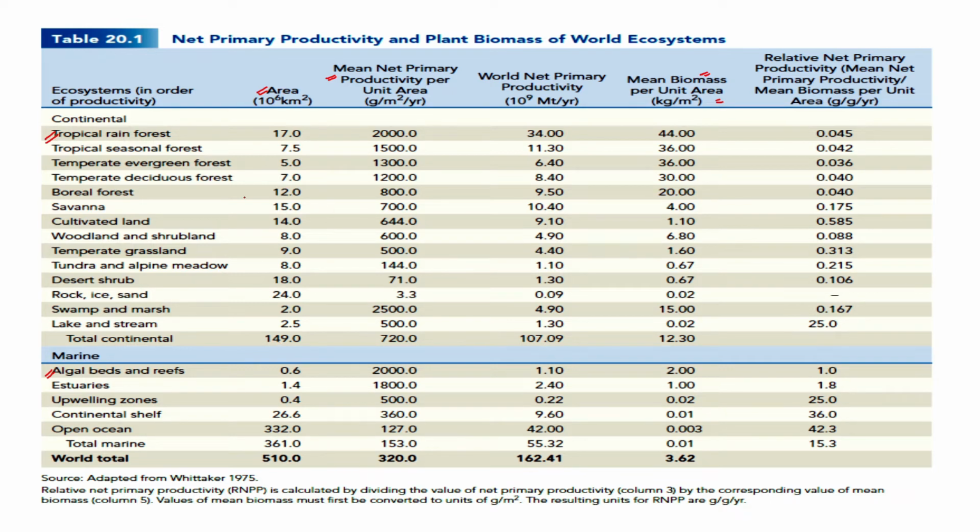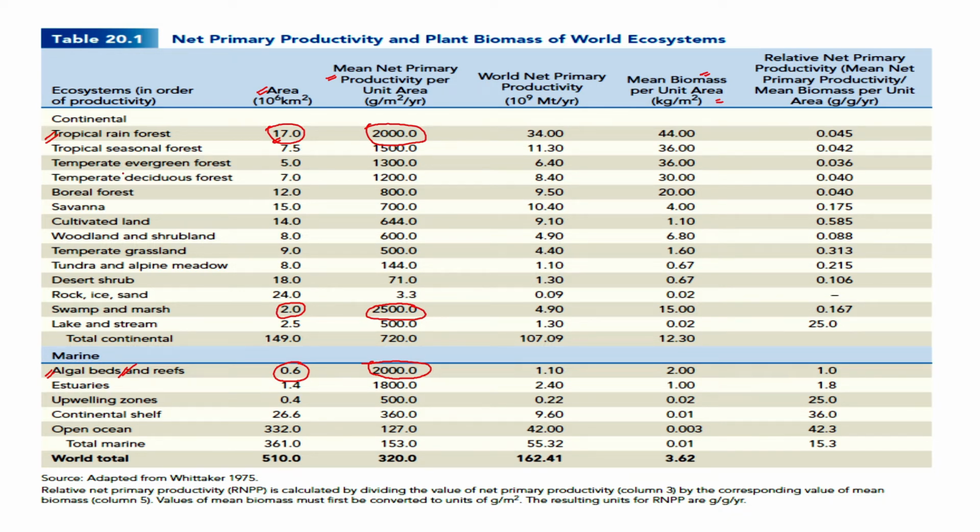Their biomass is pretty high. As you can see, this much area produces this much primary productivity. You can compare how much area the algal beds and reefs cover, yet the same amount of energy is produced. So obviously algal beds and reefs are better primary producers, with tropical rainforest following. Apart from that, other lands such as swamps and marshes are also good primary productivity units. They are also major ecosystems which help in the production of oxygen as well as biomass.